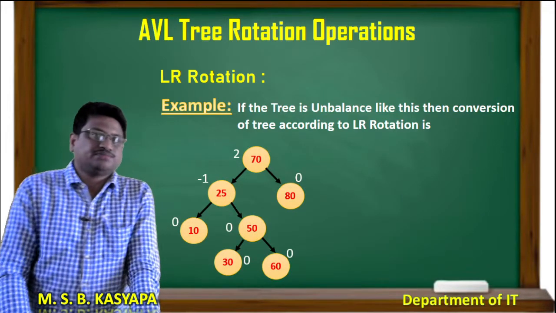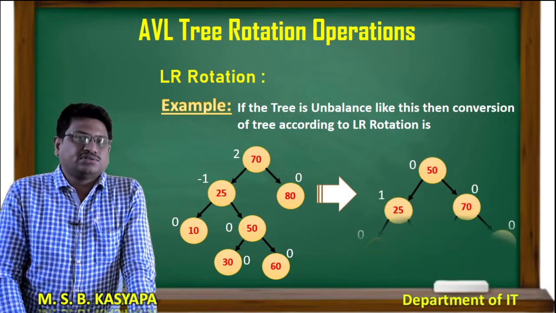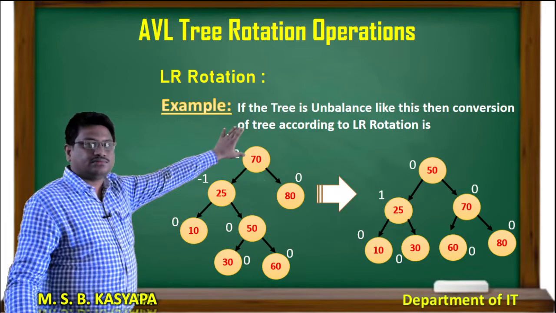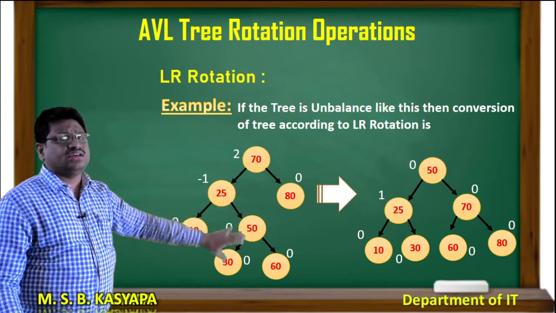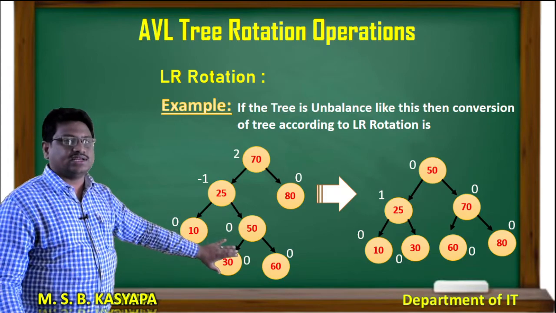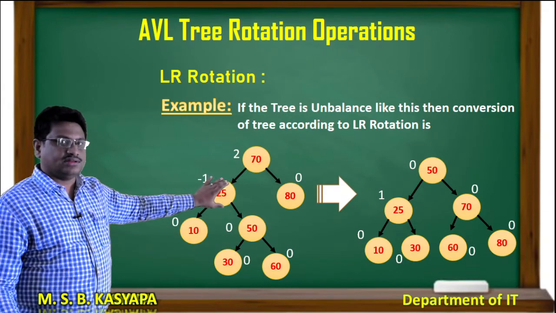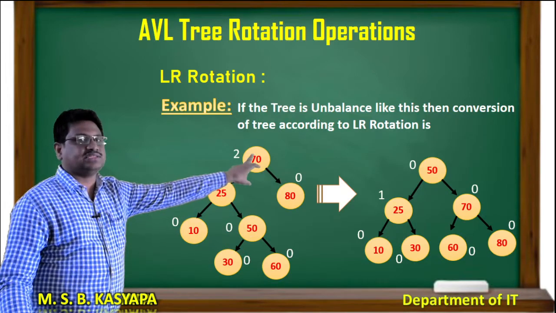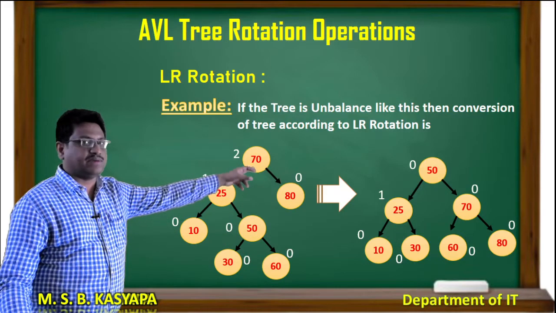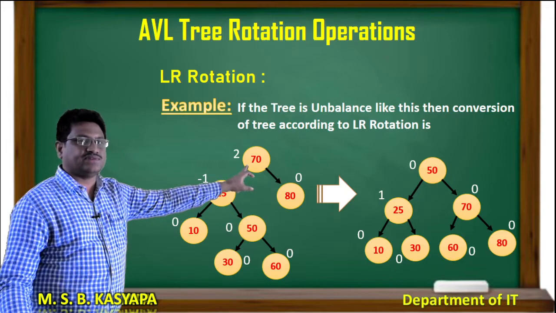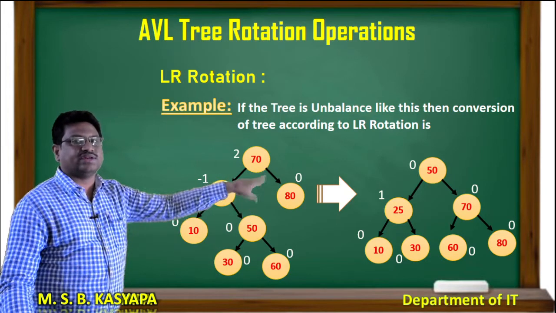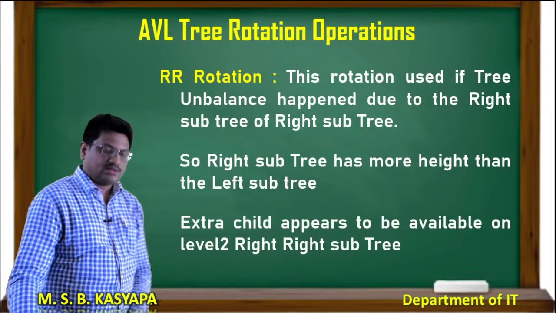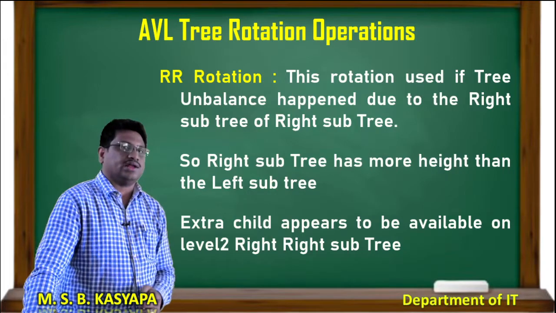Suppose it is my LR diagram, then what do I have to do? See, 50 is the root node, 50 has a left child, that is 30. So, 30 is linked to 25, 70 becomes a right child for 50, and 80 is as usual the same as in the previous, it will become a right child for 70, and 60 moves to 70 as a left child. Okay. Now, that is the process in an LR rotation.